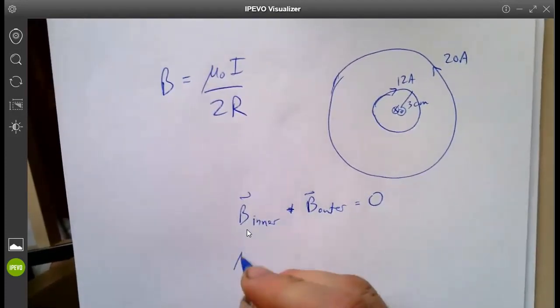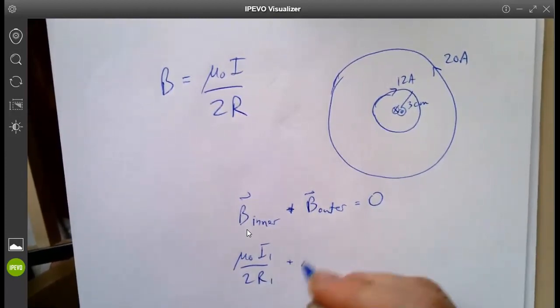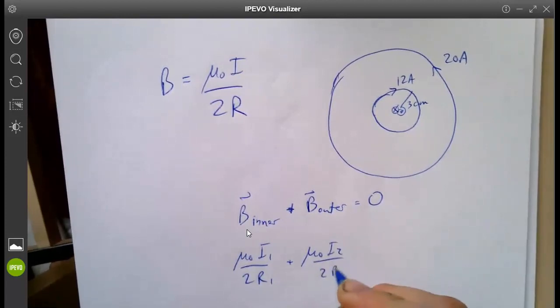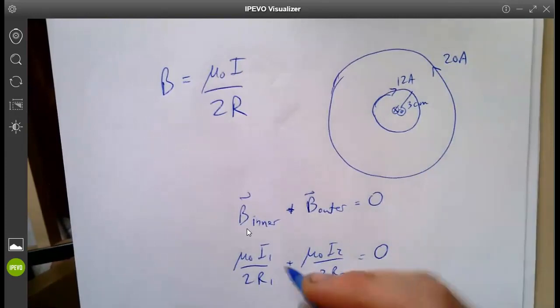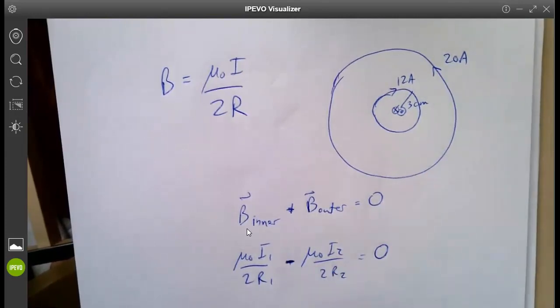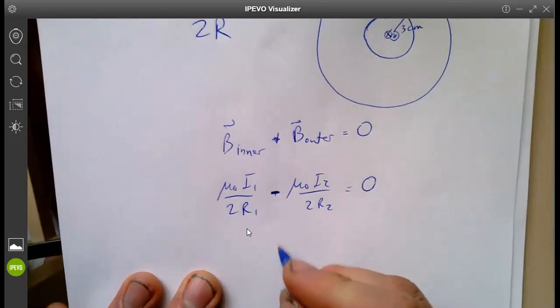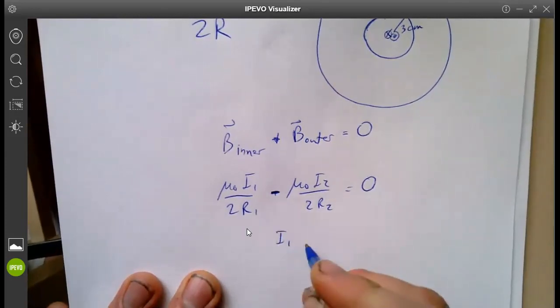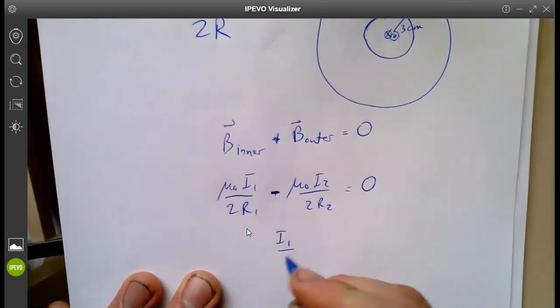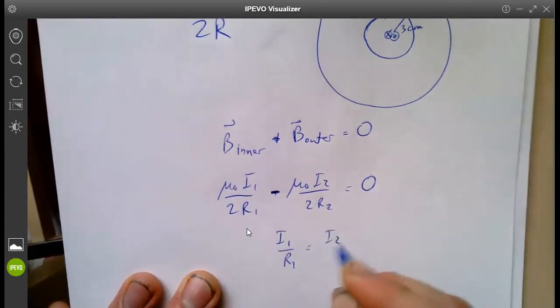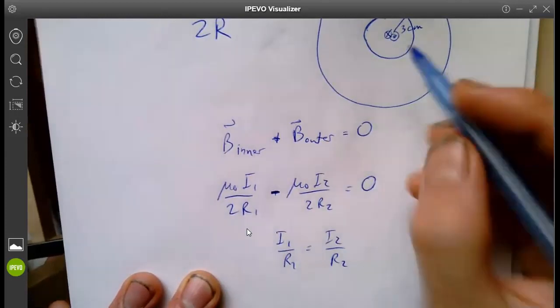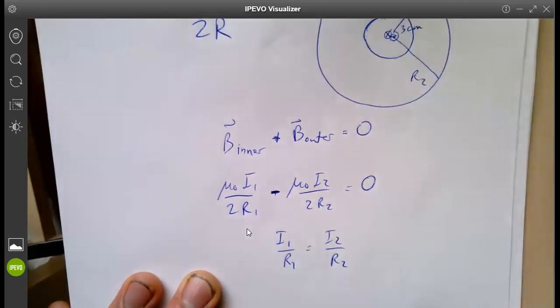So here we can say that mu naught I over 2r, this will be for the inner one, plus mu naught I over 2r for the outer one should be equal to 0. And if the currents are going in opposite directions, then they should have a minus sign on them. By the way, sometimes we also write a minus sign on the current to indicate that the current's going in the opposite direction. So again, I can use here I1 over R1 is equal to I2 over R2 in this situation. And here, we're trying to figure out what is R2.